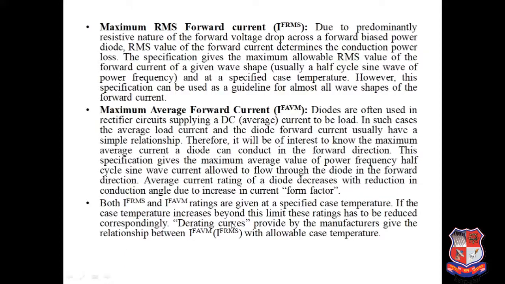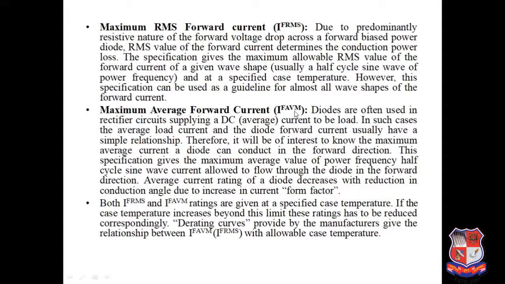So this is the current rating involved with the forward bias, that is the maximum RMS forward current IFRMS. Due to the predominantly resistive nature of the forward voltage drop across a forward biased power diode, the RMS value of the forward current determines the conduction power losses. Correct. So the specification gives the maximum allowable RMS value of the forward current of a given wave shape. Now next is the maximum average forward current.